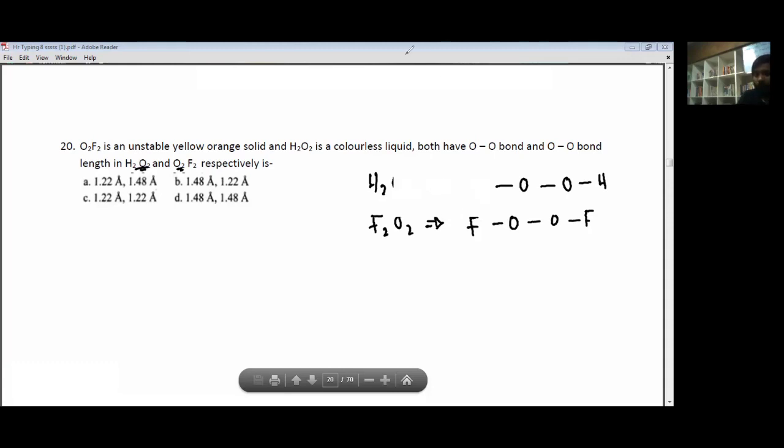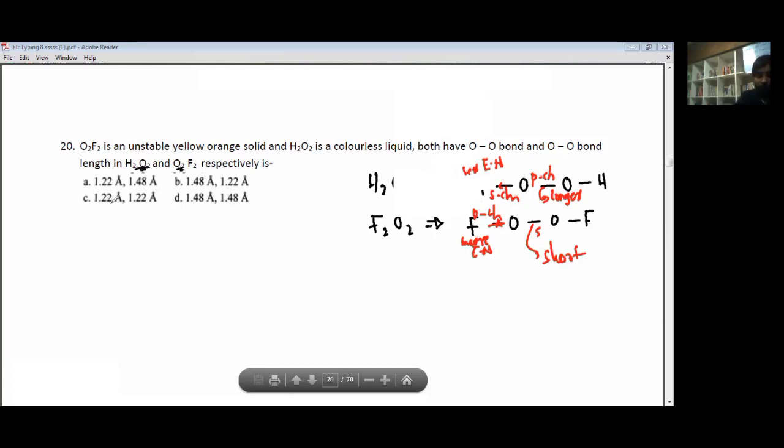Fine. Now consider Bent's rule. As per Bent's rule, this oxygen is attached to the less electronegative hydrogen, so this bond has greater s character. Automatically, this bond has greater p character with respect to this oxygen, so the longer bond is this one. Here, the oxygen is connected to the more electronegative fluorine, so this has greater p character, and automatically this has greater s character. So this is a short bond. So the O-O bond length in H2O2 will be greater than in O2F2.